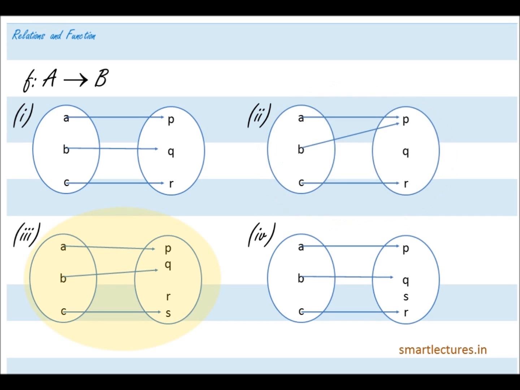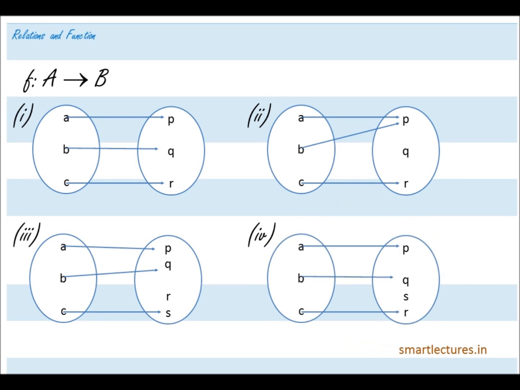In the third case, you can see a is related to p, b to q and c to s. So different elements in set A are linked to different elements in set B, so case 3 is a one-one function. And in the fourth case, you can see again this is also a one-one function.